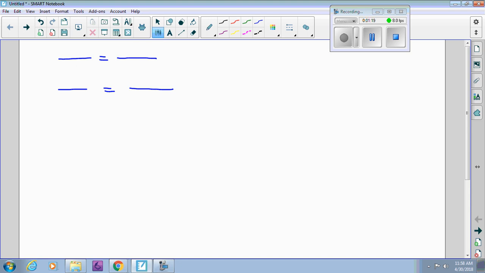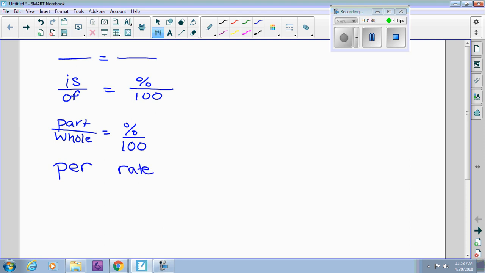Another thing that you might want to write when you get in there is is over of equals percent out of 100, all right? Or maybe you will see part over whole equals percent out of 100. Other things that you learned in Module 1, per is how you find a rate, right? A unit rate is out of 1. Let's see. You did learn a distance formula. Distance equals rate times time.